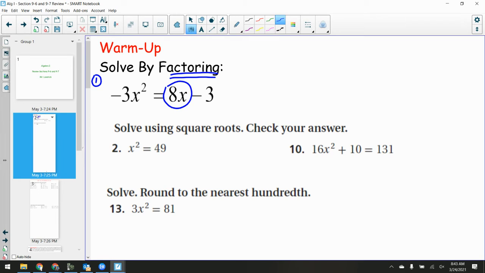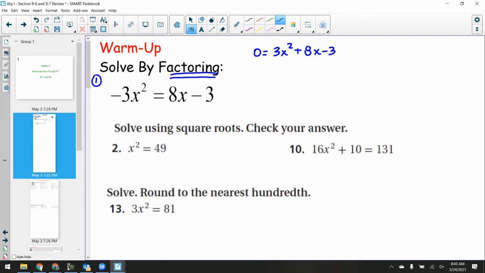That's my B term. When we talked yesterday about how if I want to solve by factoring or solve by using square roots, it cannot have a B term. So I want to add the 3x squared over to the other side. So I'm going to do that. I'm going to get 0 is equal to a positive 3x squared plus 8x minus 3. And now I have it in standard form, and I go to factor.